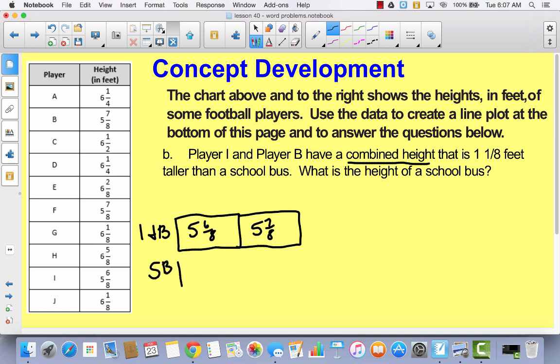So the school bus is shorter than this combined height, because look at what it says. This combined height is 1 and 1/8 feet taller. So that means that the school bus is shorter than their combined heights. How much shorter is it? 1 and 1/8 feet. So what is the part that I'm trying to figure out? Well, the question says, what is the height of a school bus? So this is what I'm trying to find out. So what would be my first step here?